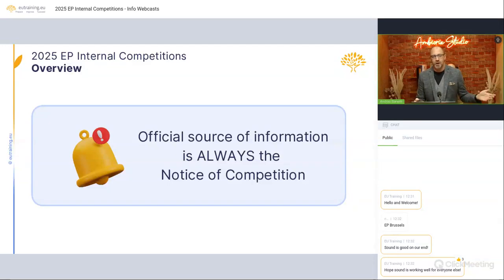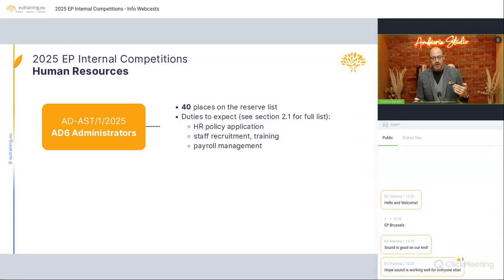But we are not officially representing the European Parliament or European institutions. Therefore, all the official information and the source of information is really the notice of competition, which is the authoritative source, legally speaking.